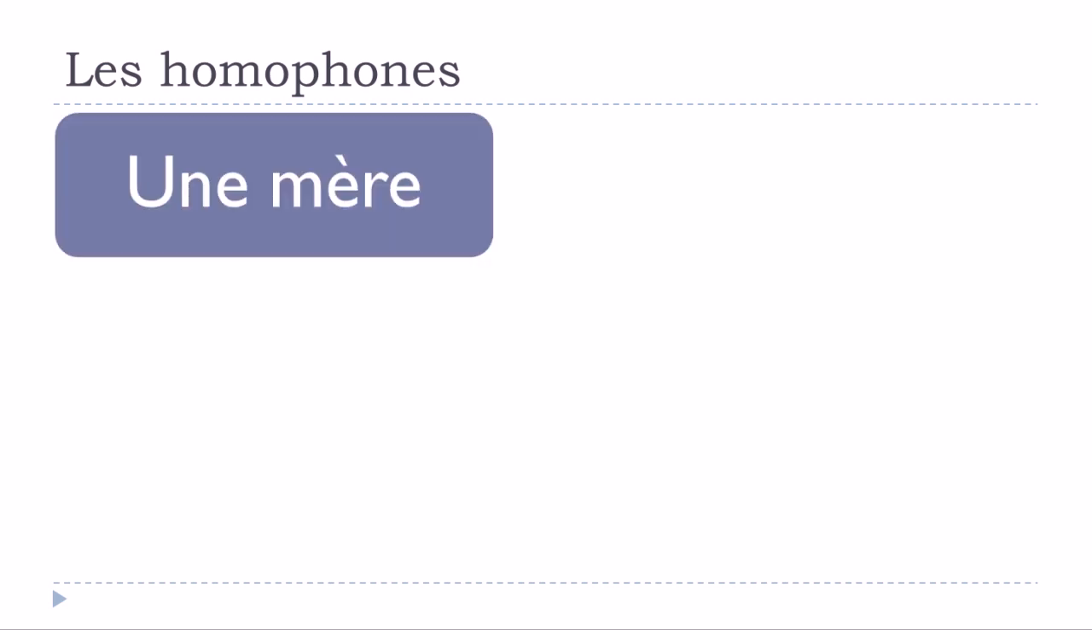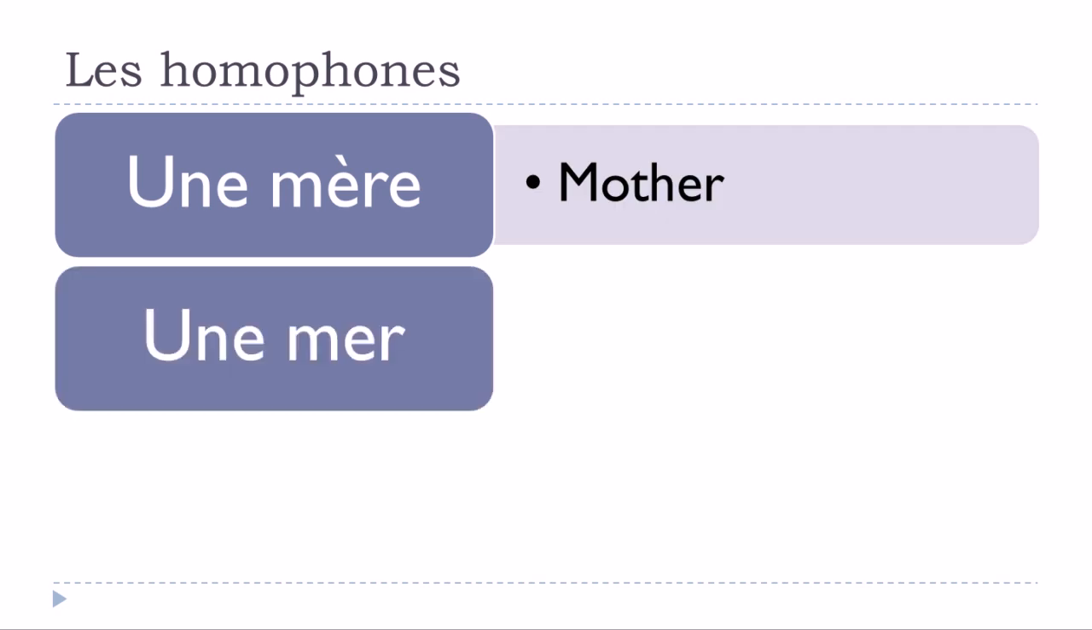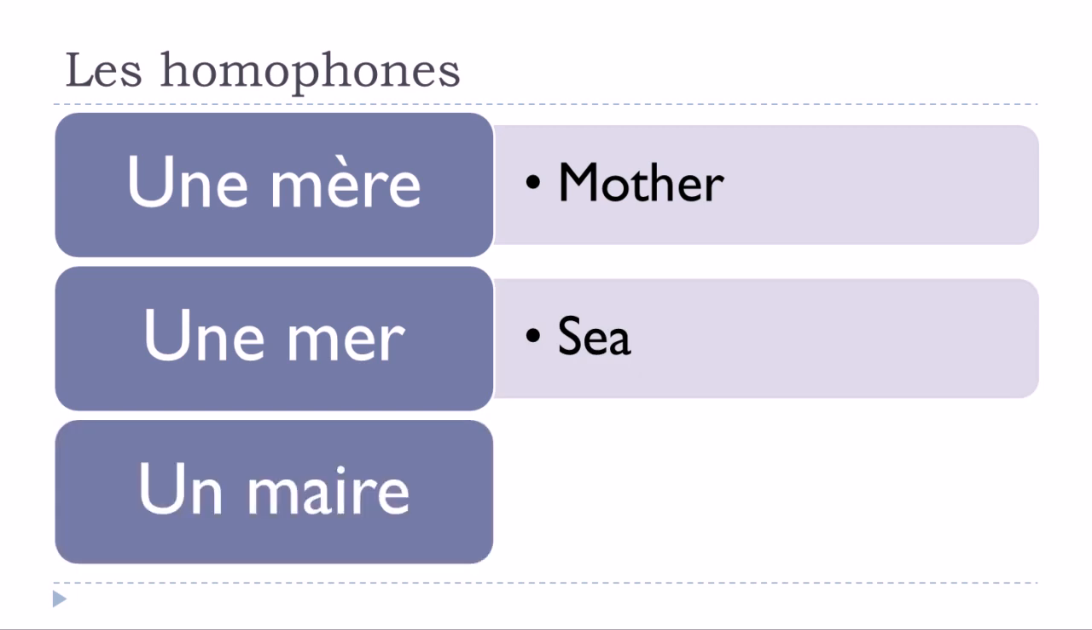Une mère. Un maire. Alright, so mère, mère, mère, in both cases. Here you've got the feminine form and then here it's masculine. Of course it could be feminine as well because a mayor can be a lady as well.